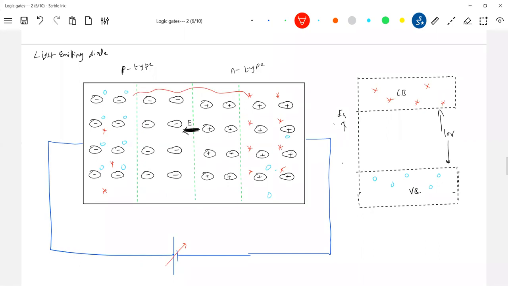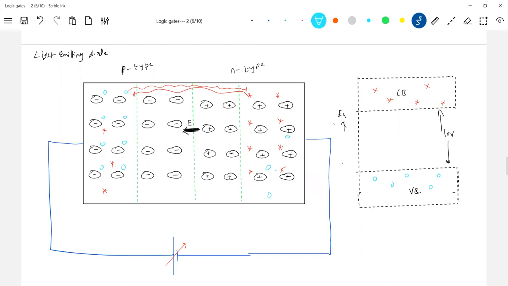without bias, the most energetic electron is able to cross the depletion layer from N to P type. The most energetic hole is able to cross from P to N type. Most energetic only, not all holes. What about other electrons? Their energy may not be sufficient to cross our depletion layer. Similarly, what will happen to the holes here?